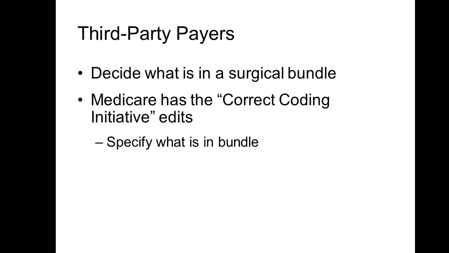Now, third-party payers, insurance companies, decide what is in a surgical bundle. Medicare has created what we call correct coding initiative edits. You will see these throughout your textbook. And what these do is they specify what is bundled together. So what procedures are bundled together? For instance, when we do integumentary surgery, we're going to see that the local anesthesia in simple repair is always included. That is bundled in with the actual wound repair. So we can't code separately for the local anesthesia and for the sutures. That's all included in a wound repair code.